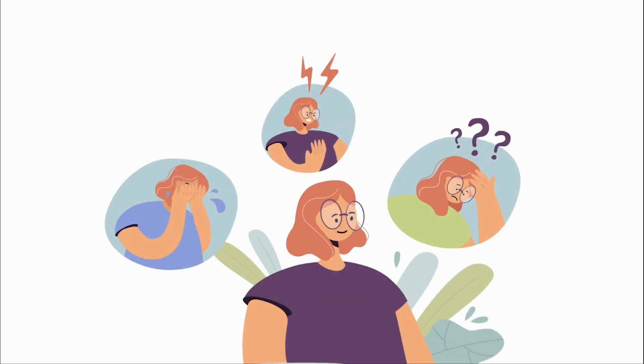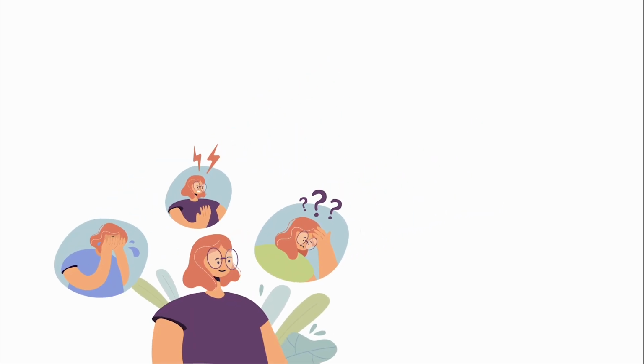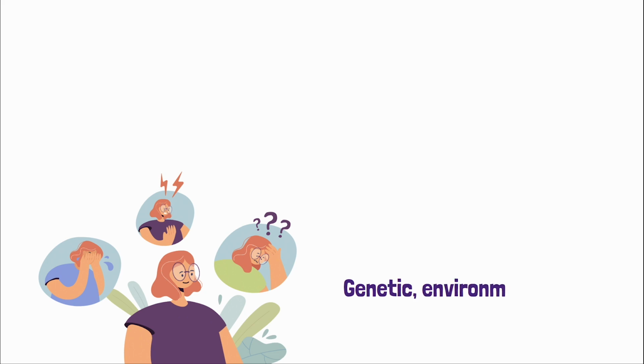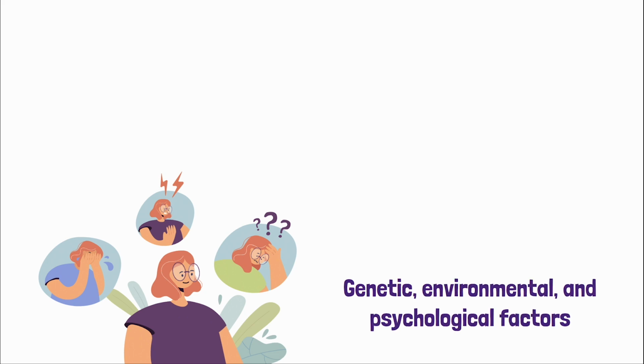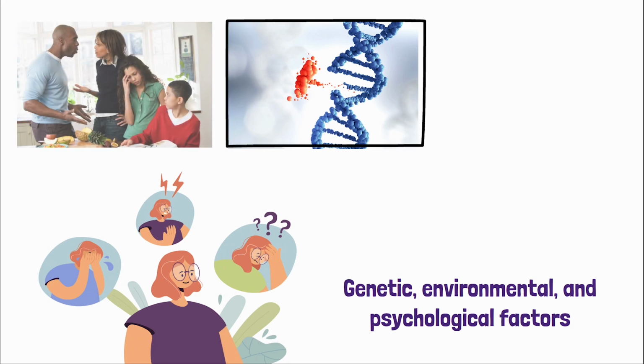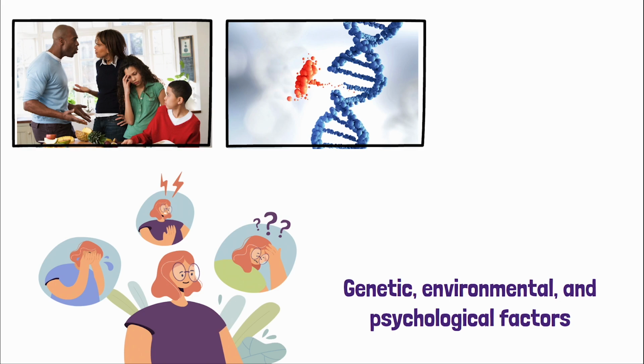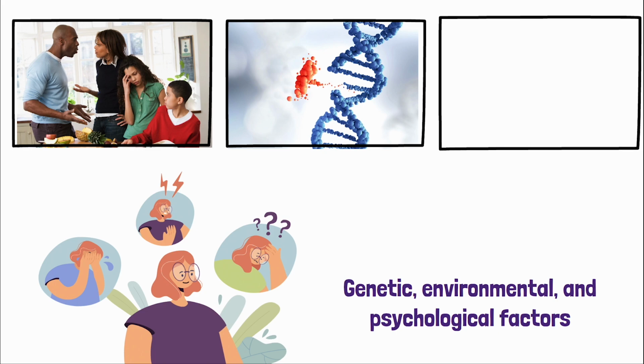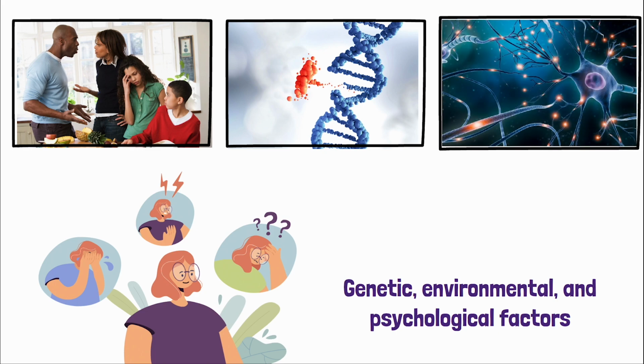The causes of emotional disturbance are diverse and complex, often involving a combination of genetic, environmental, and psychological factors. Genetics can predispose individuals to certain emotional vulnerabilities, while adverse childhood experiences, trauma, and family dynamics can exacerbate these vulnerabilities. Additionally, neurobiological factors, such as imbalances in neurotransmitters, may contribute to emotional disturbances.